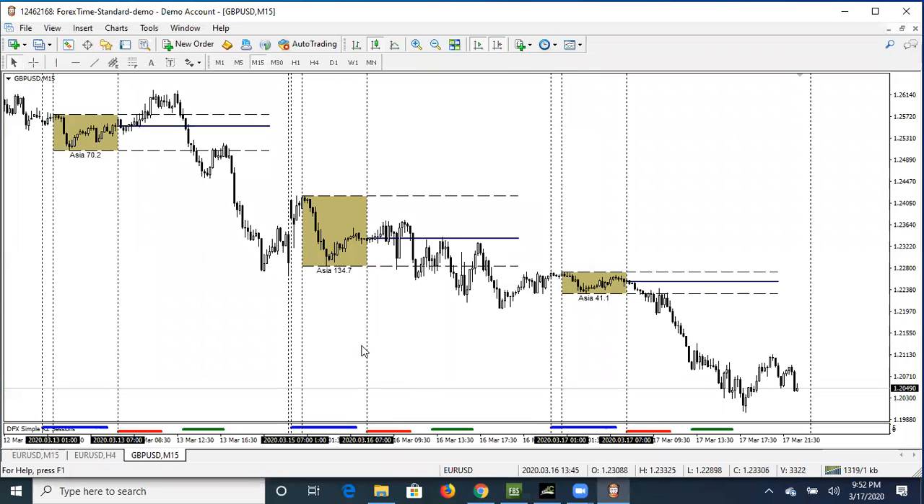So for this, we have the blue standing for the Asian session. We'll have the Asian box right there. Then we have the red line denoting the kill zone for London. And we have the green box denoting the kill zone for New York.